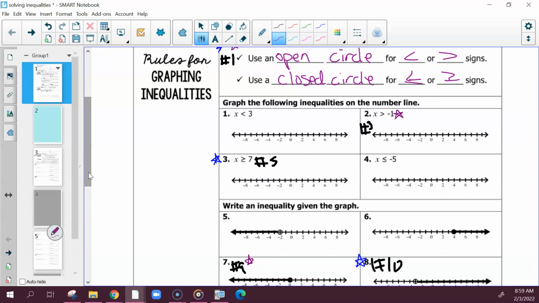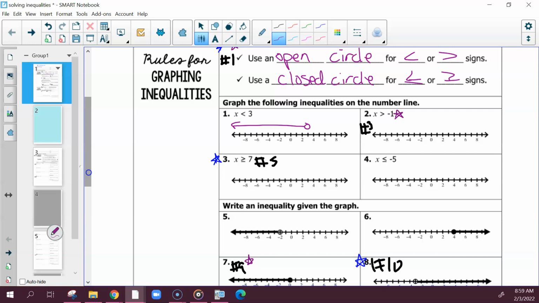So for number one, let's say I already solved this and this is the answer I got, x is less than 3. Would this be an open or a closed circle? Open at 3. Going to the left or going to the right? Going to the left. For the most part, if it's in this form, variable on the left, number on the right, then whichever direction the arrow points would be the direction that you draw the line.